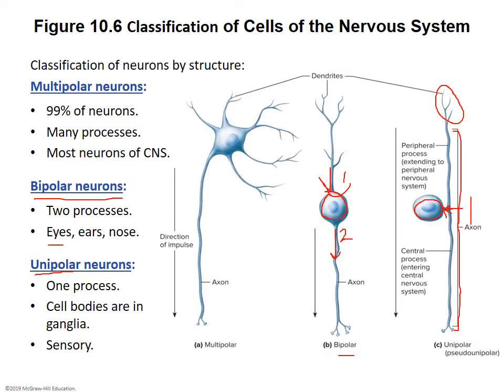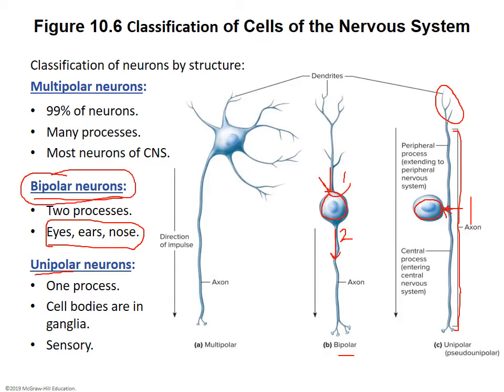But these are very special. They are the least common, and because of that, they're special. These are your special senses. This is your sight. When we look at the rods and cones, the photoreceptors inside the eye, they're going to be bipolar. The senses that allow you to smell, your olfactory nerves, are bipolar neurons. So the bipolar are very special. They are your special senses.